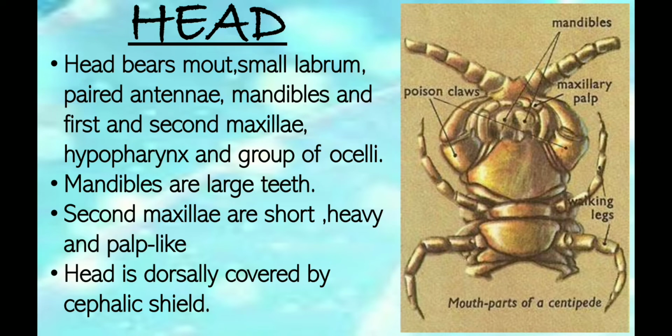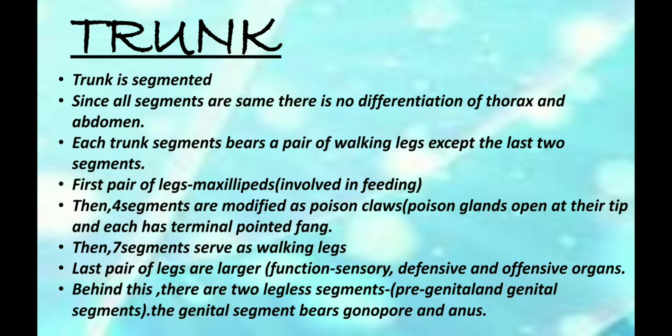So these are the three mouth parts, and a hypopharynx, which is basically a tongue, and a group of ocelli. Mandibles are large teeth. Second maxillae are short, heavy, and palp-like. Head is dorsally covered by a cephalic shield. Dorsally means from backside. It's being covered by a cephalic shield.